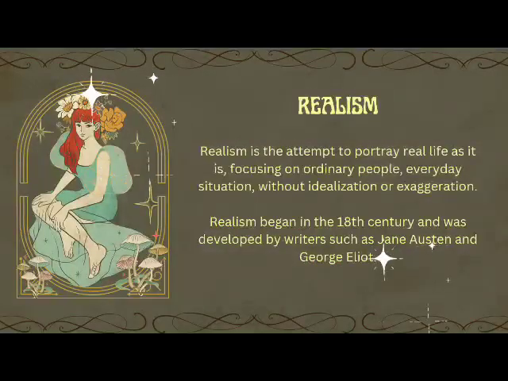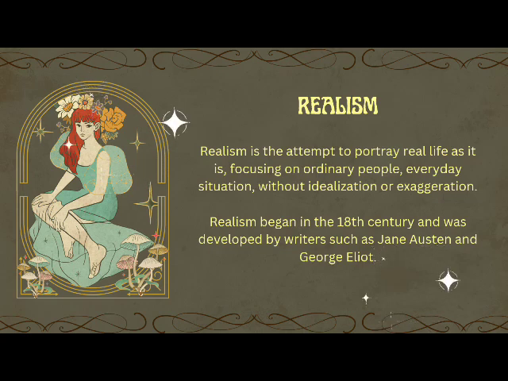Realism. Realism is the attempt to portray real life as it is, focusing on ordinary people and everyday situations without idealization or exaggeration. Realism began in the 18th century and was developed by writers such as Jane Austen and George Eliot. Realistic novels are based on ordinary people with their everyday obstacles without any exaggeration.